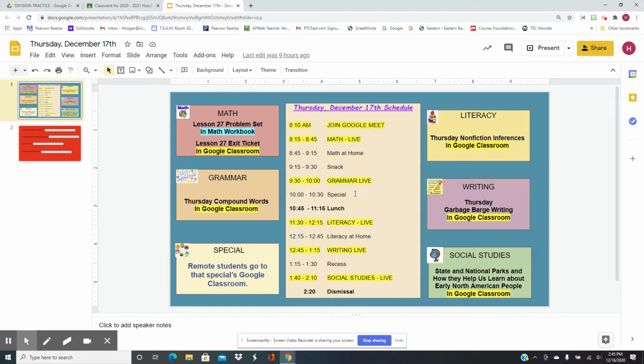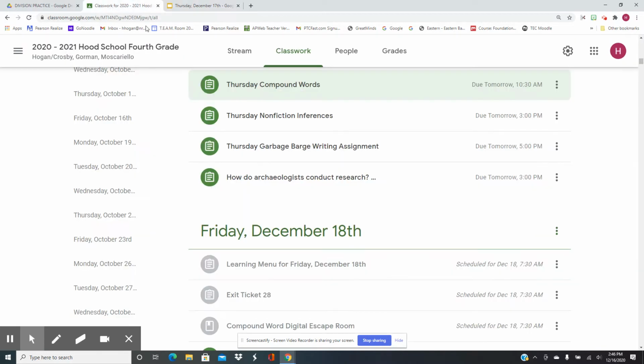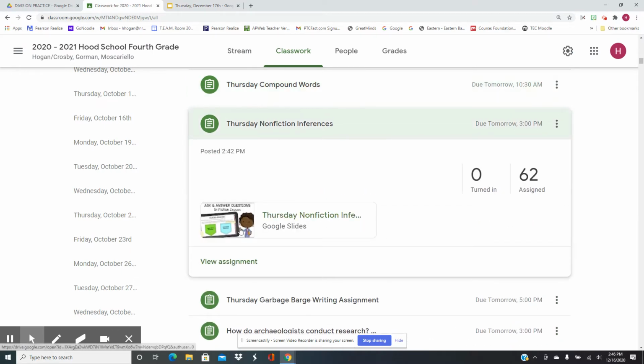Our special is digital learning, which means everyone will be doing typing agent in my class. Then you get lunch. For literacy, we're doing Thursday nonfiction inferences.